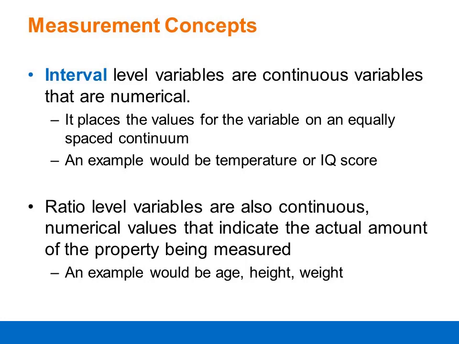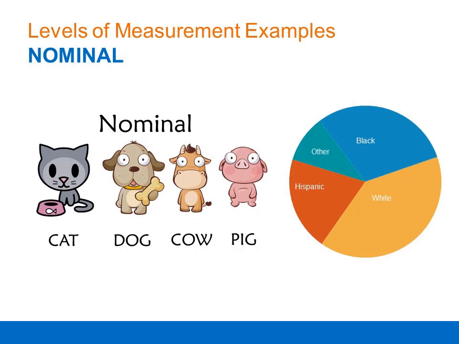There is sometimes confusion distinguishing between interval level and ratio level variables. Let's review some examples. Nominal level variables are fairly easy to recognize. They are variables that fall into categories and cannot be rank ordered. For example, if we had a category called animals, it could include items such as cats, dogs, cows, or pigs. These are clearly not numerical and cannot be rank ordered. Therefore, animals is a nominal level variable.